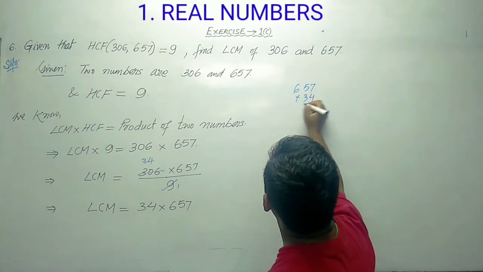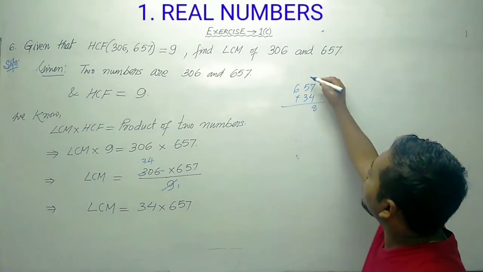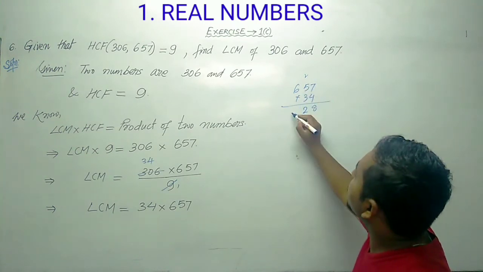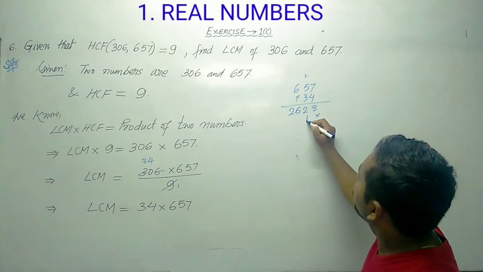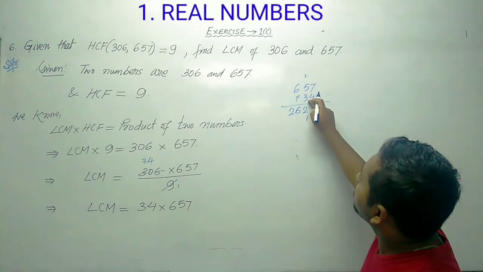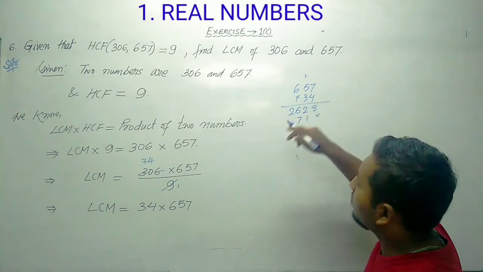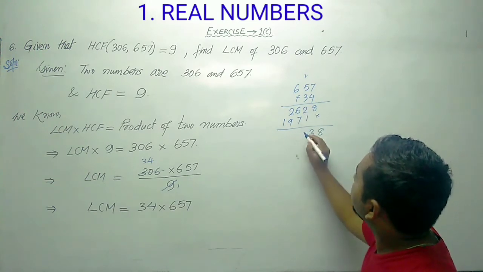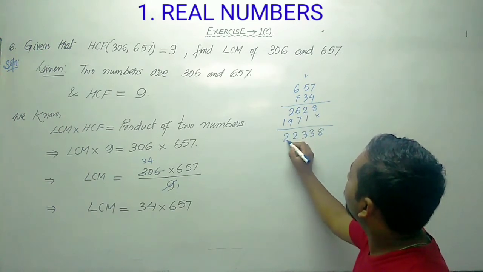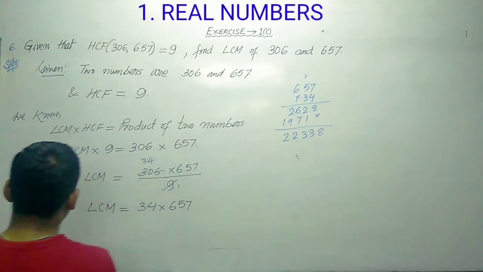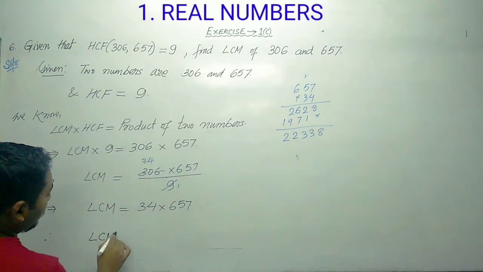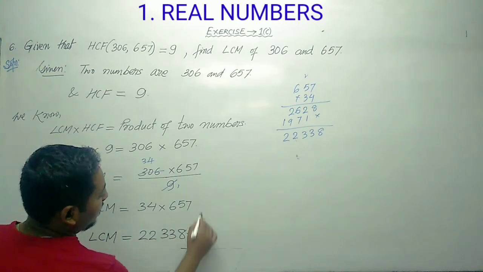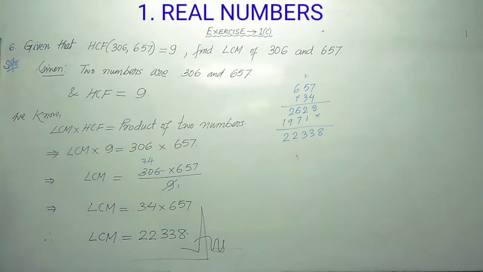657 multiplied by 34. 4 sevens are 28, carry 2. 4 fives are 20 plus 2, 22, carry 2. 4 sixes are 24 plus 2, 26. 3 sevens are 21, carry 2. 3 fives are 15 plus 2, 17, carry 1. 3 sixes are 18 plus 1, 19. 8, 3, 13, 12, 2. Therefore, the LCM of the two numbers is 22338. And that is our required answer.